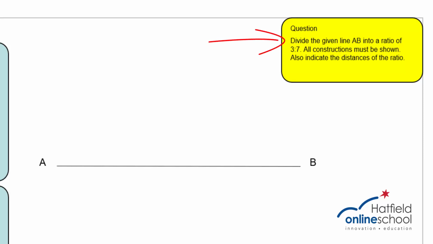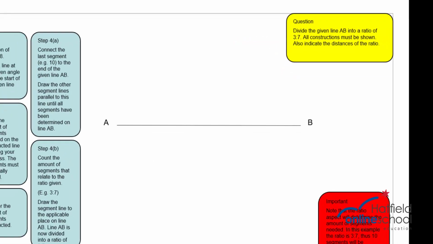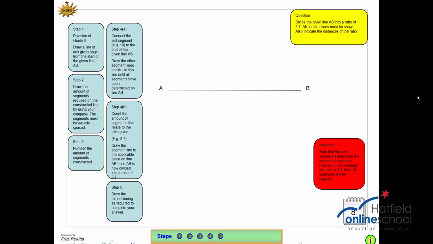So let's read the question. It says divide the given line AB into a ratio of 3:7. As we have mentioned, all constructions must be shown and also indicate the distance of the ratio. So we have to make sure that we do the full construction and then indicate the relation of the 3:7 and the distances that apply to that. So let's start with the construction.